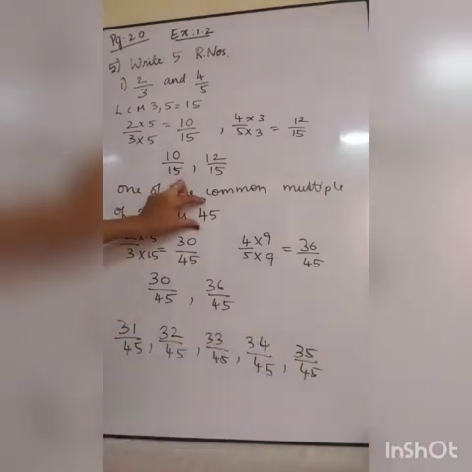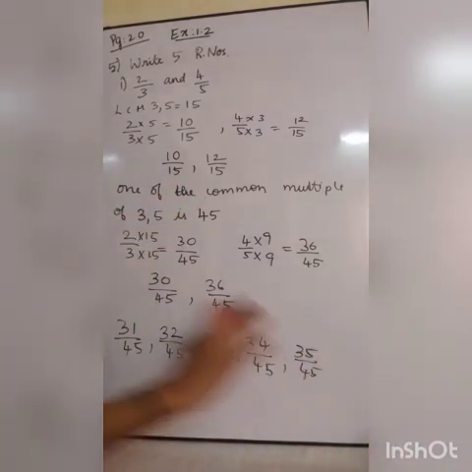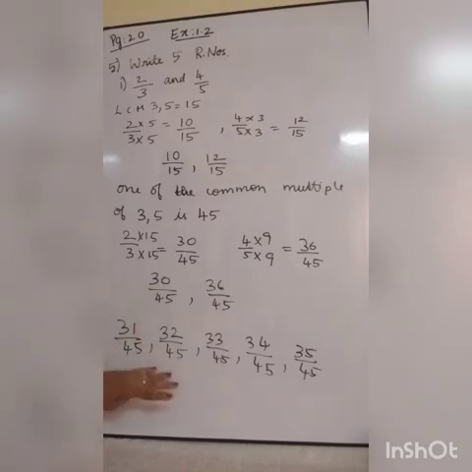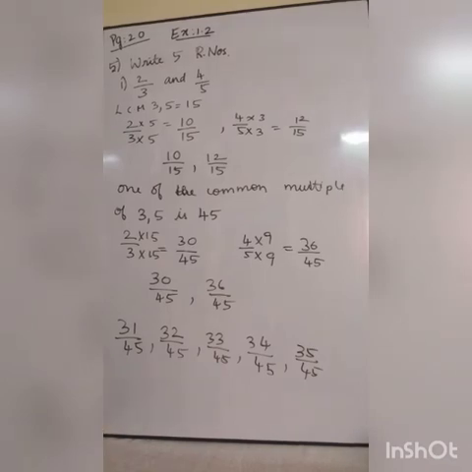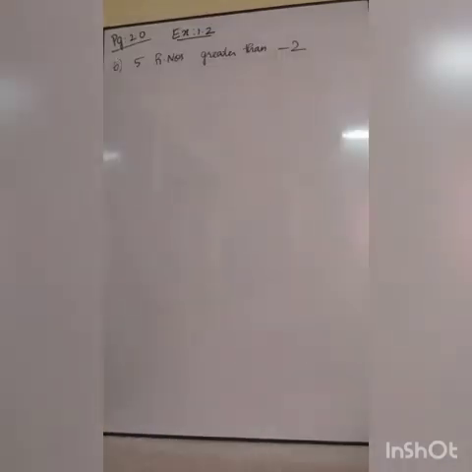Here I have taken just 45, so I have got only 5 rational numbers correctly. That's enough because they have asked you only to find 5 rational numbers. Understood? In the fifth question, the second and third subdivisions are your homework.